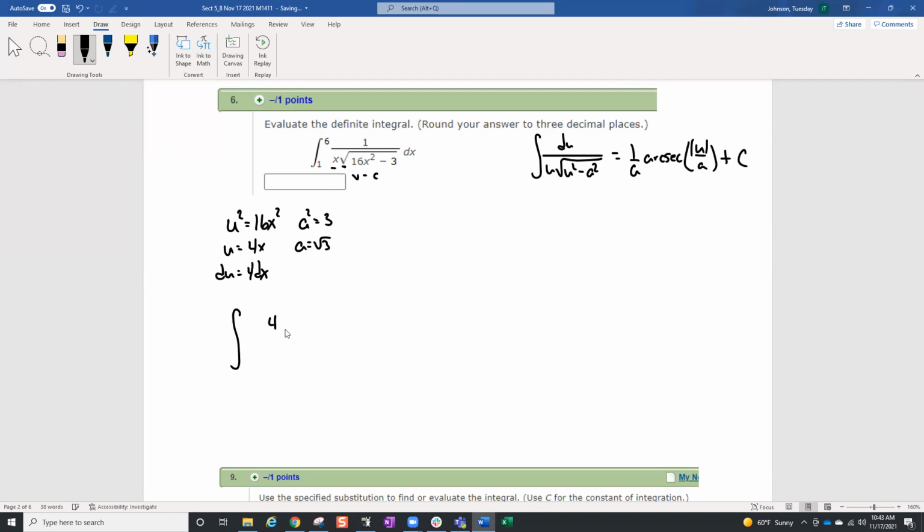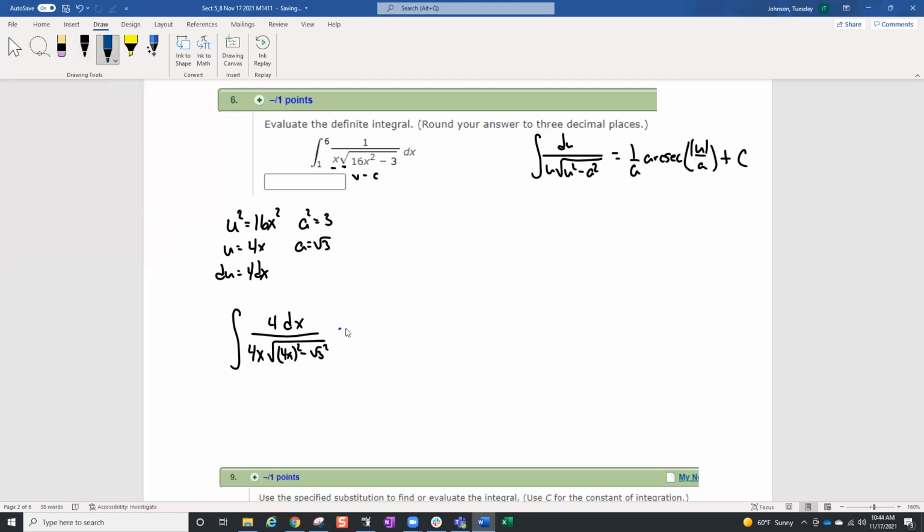I can make this a 4 over 4. I haven't changed the problem, right? 4 divided by 4 is 1. x times the square root of (4x) all squared minus the square root of 3 squared dx. I haven't changed a thing. I still have my x in the denominator. I still have the square root of 16x squared minus 3 underneath the radical. I still have my 4x, but I've written it in such a way that I now have 4x, which is a u, and I have 4dx, which is my du.